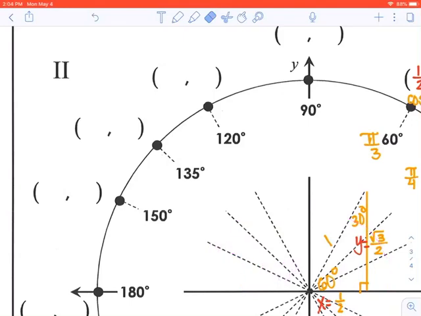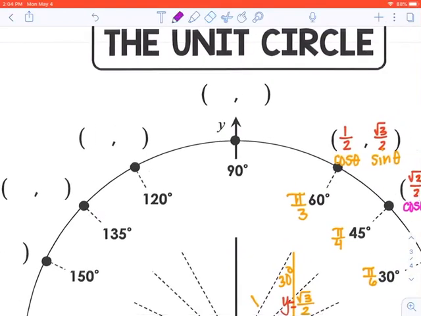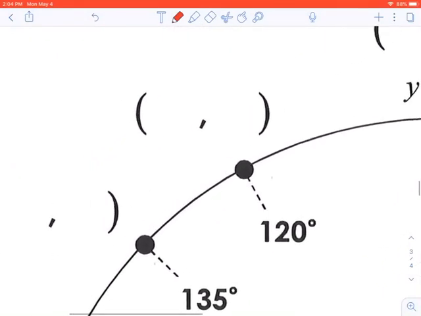Because it has a 60 degree reference angle, the point is exactly the same. The point is also going to be 1/2, root 3 over 2.